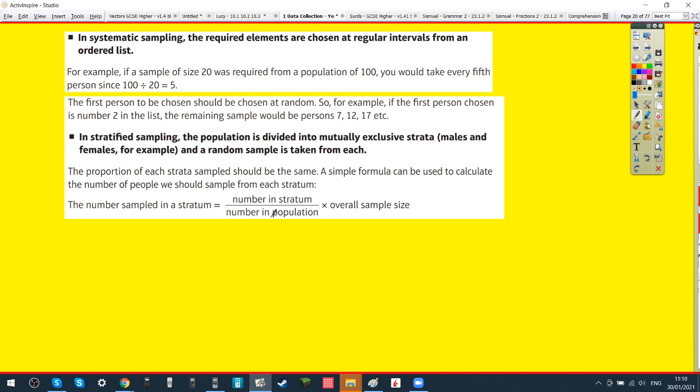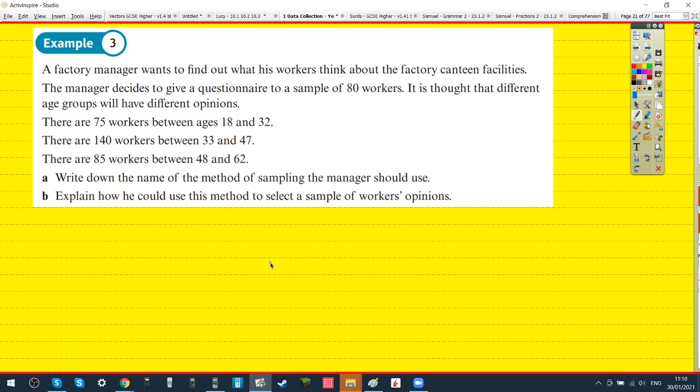Stratified sampling is representative of the overall population size given some kind of characteristic. So if a quarter of the population are men, then you could make a quarter of the sample men. Something like that. Okay, so let's try this one.